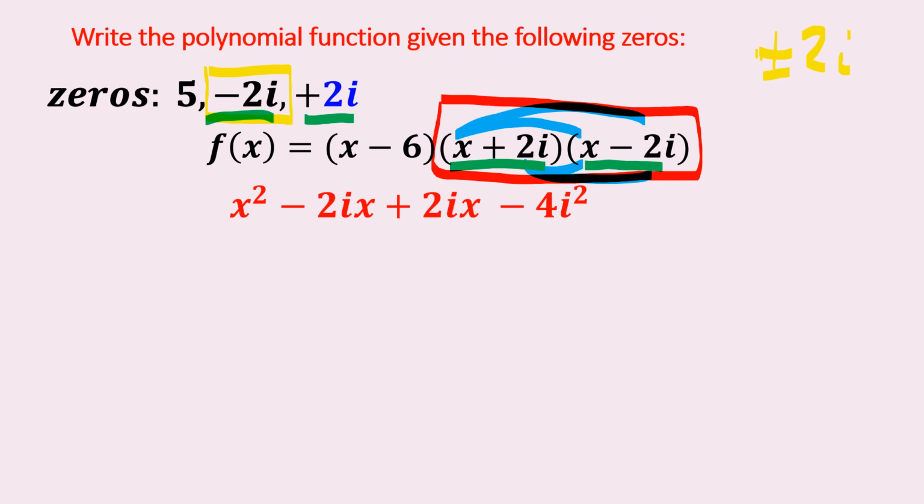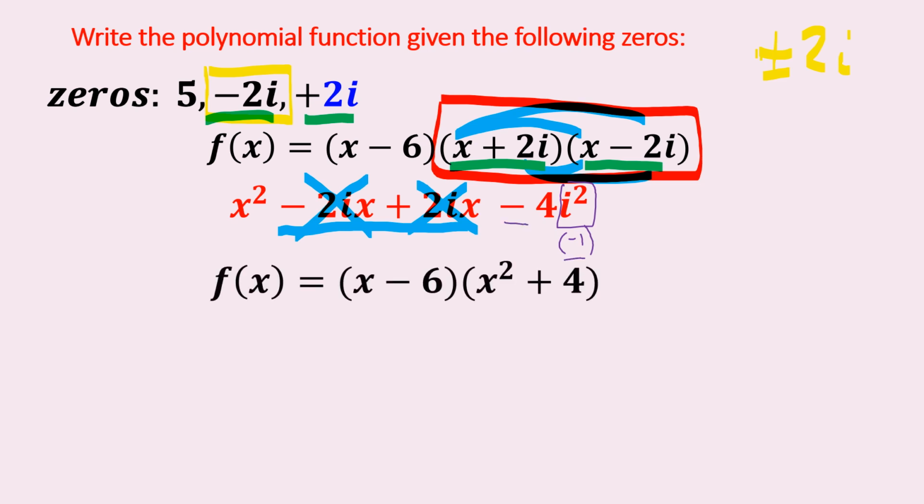Now when we look at this, these are conjugates, which means these two middle terms are always going to be opposites of each other. We have a negative 2ix and a positive 2ix. Those are going to cross each other out. Remember also that anytime we see an i squared, we can replace it with a negative 1. So basically this just switches the sign there and makes it a plus 4. So now we have x minus 6, which is that first factor, and this whole thing turned into an x squared plus 4.